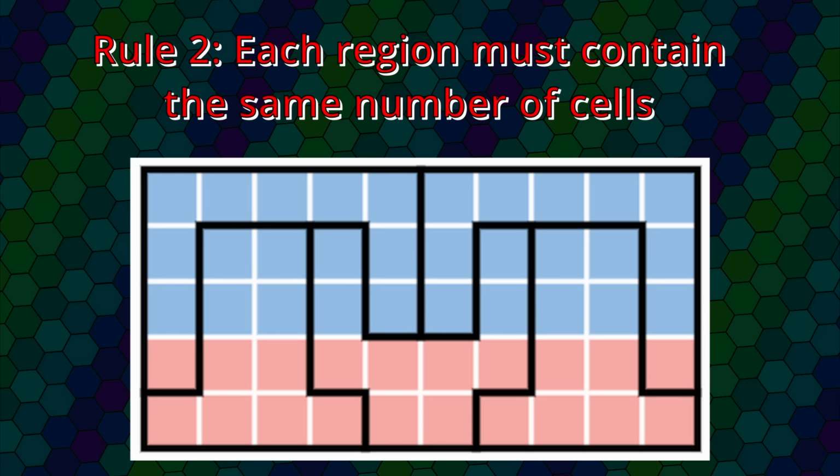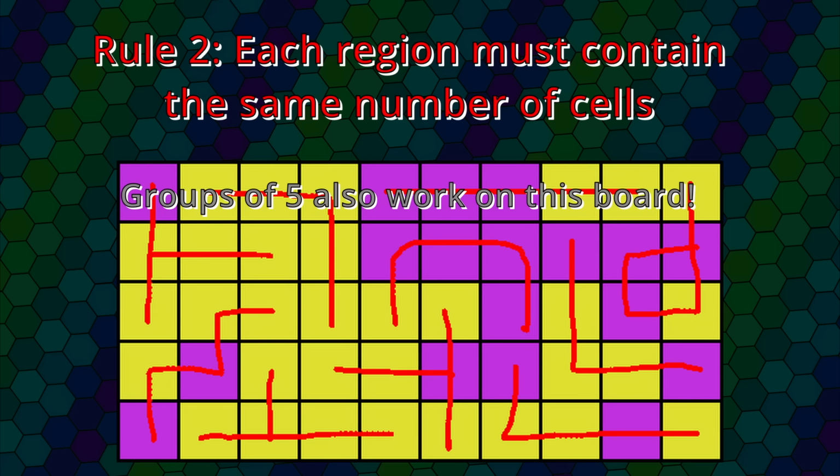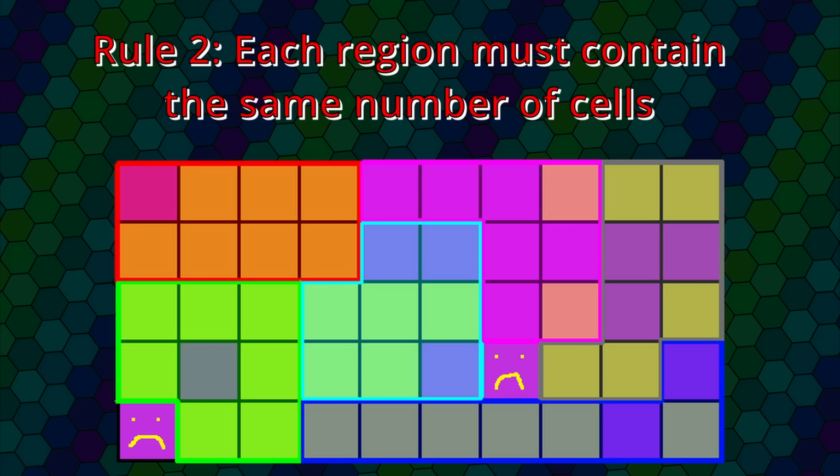In the previous example it was 10, however it can be any number of cells as long as every region is exactly the same. This also means that there cannot be any cells that are not part of a region.